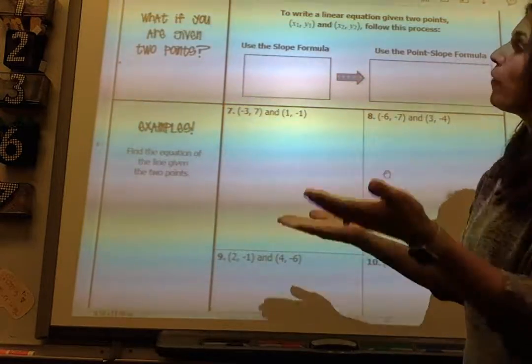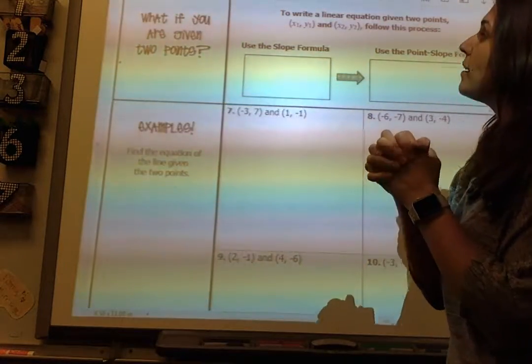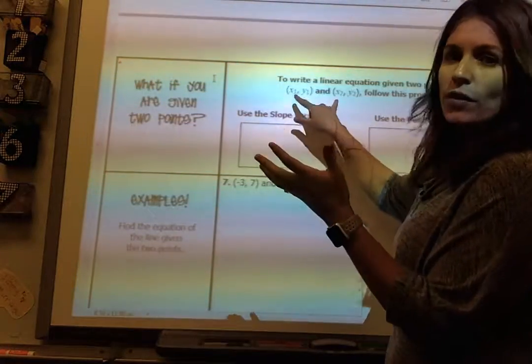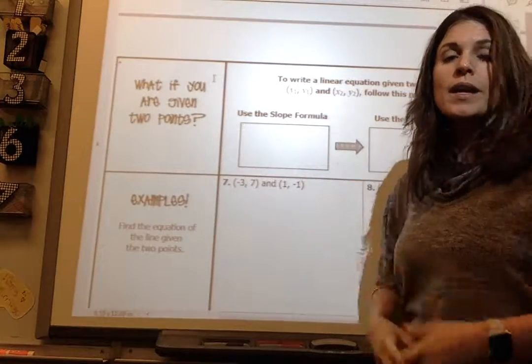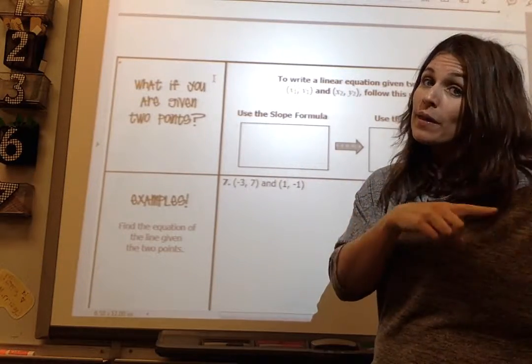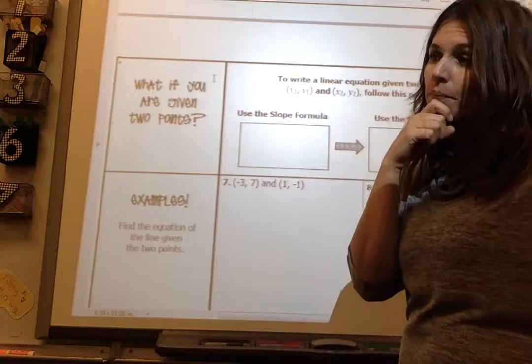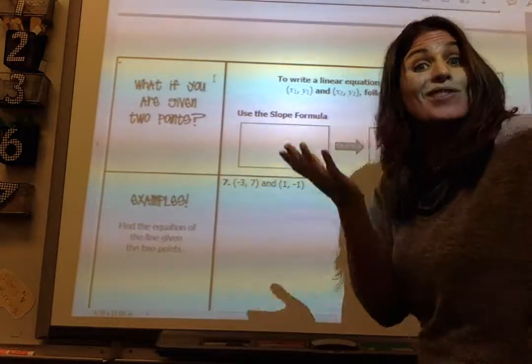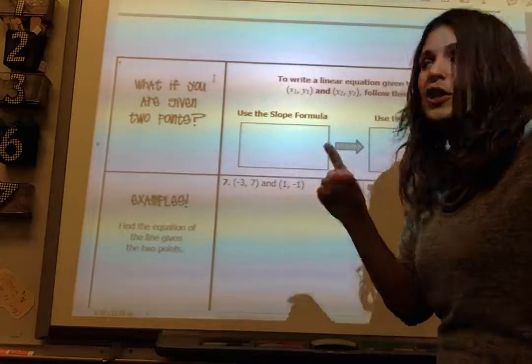All right, so when you flip over the back of the notes, now it says, what if you were given 2 points? So if you're given 2 points, remember the whole goal is to find a slope and to find a beginning point. We know how to find the beginning point from that last video. And do you know how to find the slope?